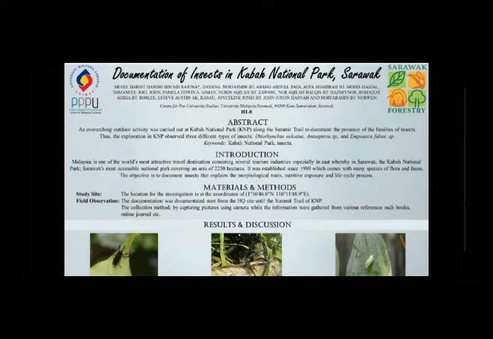Next, the introduction of the documentation. Malaysia is one of the world's most attractive travel destinations, consisting of several tourism industries, especially in the east, whereby in Sarawak, the Kubah National Park. Sarawak's most accessible national park, covering an area of 2,230 hectares. It was established in 1989, which comes with many species of flora and fauna. The objective is to document insects that explain their morphological traits, nutritive exposure, and life cycle process.